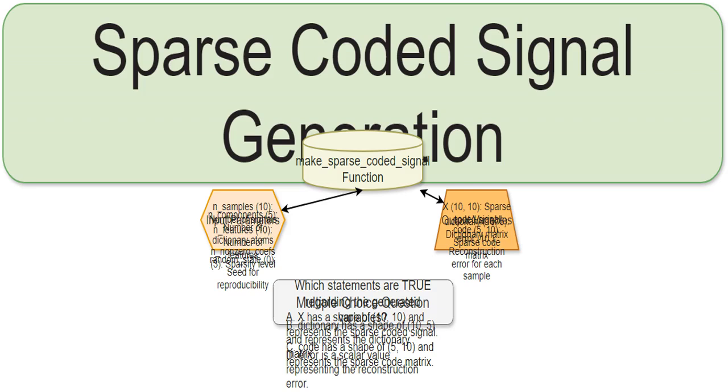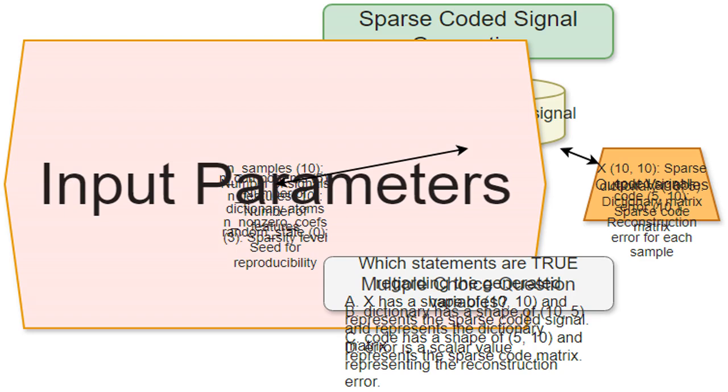This line refers to the core function we're working with, which creates a simulated sparse signal. I find it helpful to think of this as a function that builds a signal from a set of building blocks, the dictionary, and a recipe, the code, of how much of each block to use. This parameter sets how many signals the function will generate. In this case, it's set to 10, so we expect multiple signals as output.